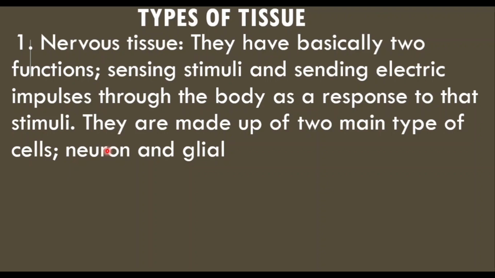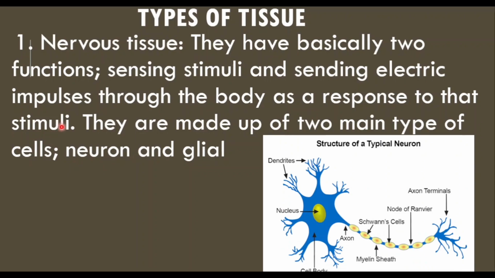So they are very important in the body, and neurons are the most abundant and the most common type of nervous tissue. Glia is also an example, but neurons are mostly found everywhere, and they make up 90% of the tissues in the brain. Structures of a typical neuron. This is the diagram of a neuron.